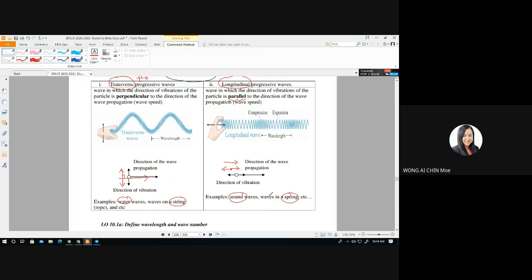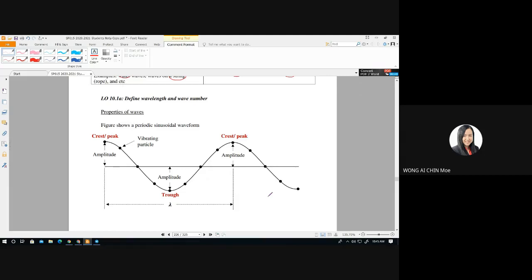Okay, so next, define wavelength and also wave number. So wavelength symbol is lambda, wave number symbol is k. Okay, so here, for example, this is our wave, where this is the amplitude. So yang paling maksimum sekali kita panggil dia crest ataupun peak. Okay, yang paling atas ataupun positive amplitude. If let's say negative amplitude yang di bawah ini, kita panggil dia trough.